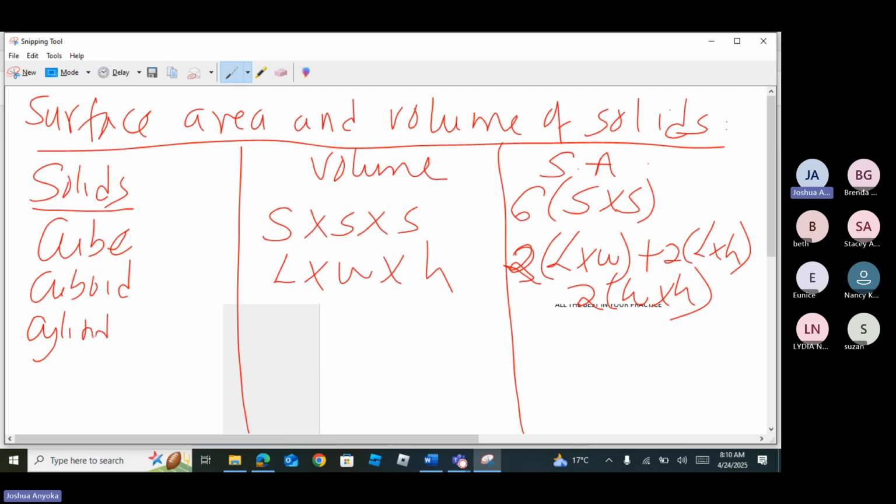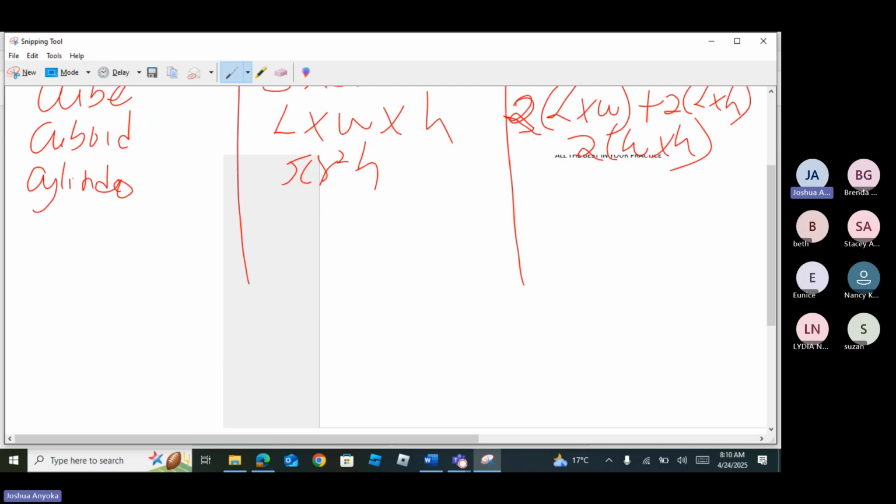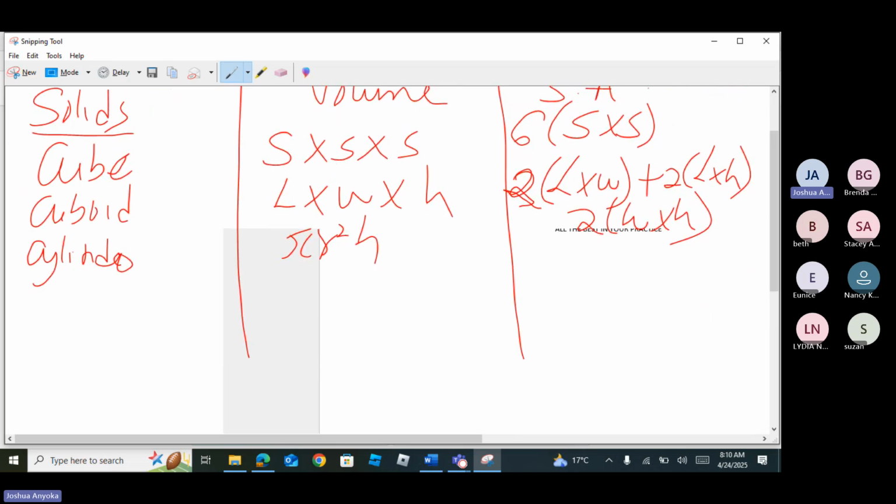We have a cylinder. We should know how to find the volume. Volume of a cylinder is equal to pi r squared h, and surface area is 2 pi r h plus pi r squared times 2. They are 2, top and bottom.